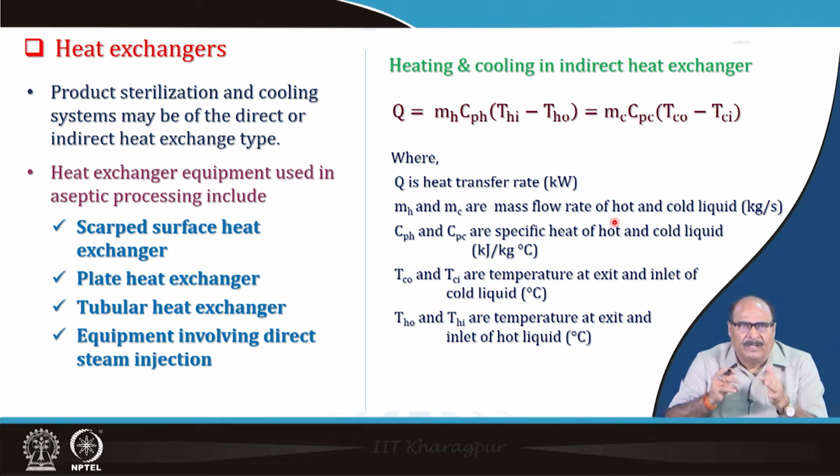Heat exchanger equipment which is generally used in the aseptic processing line includes scraped surface heat exchangers, plate heat exchangers, tubular heat exchangers, and equipment involving direct steam injection etc. Right, and scraped surface heat exchangers are arranged so that the material, while it is being heated, is continuously scraped, to avoid any fouling or burning of the content on the side which is in direct contact with the exchanger metal. All right, or plate heat exchangers could be used.